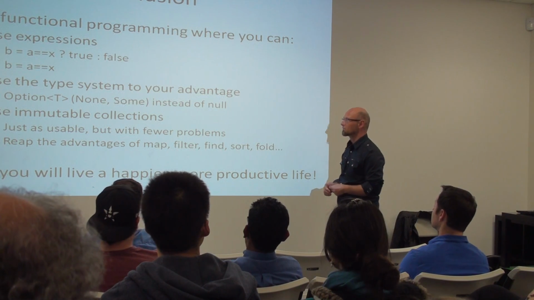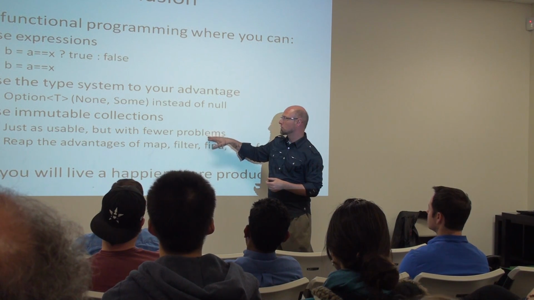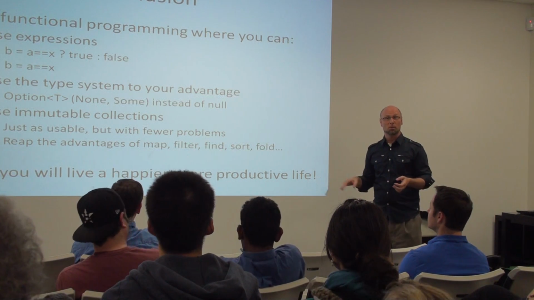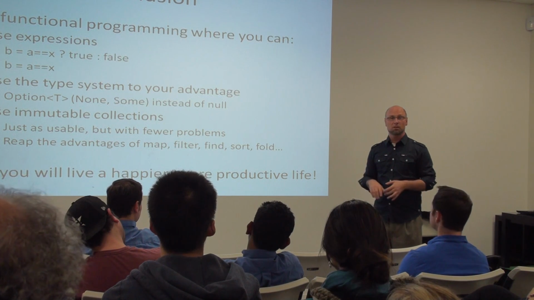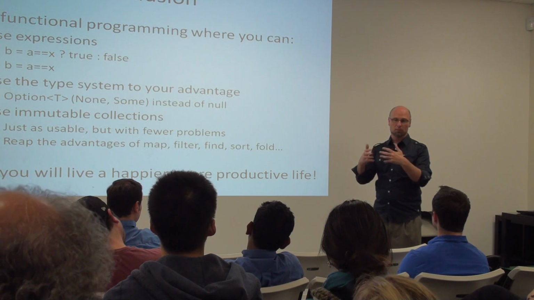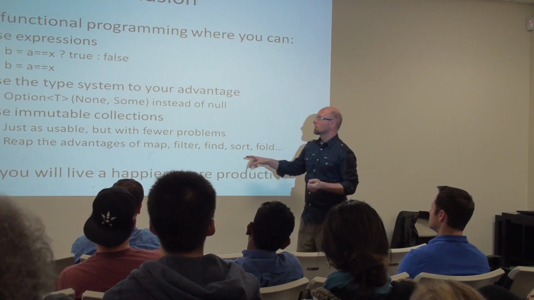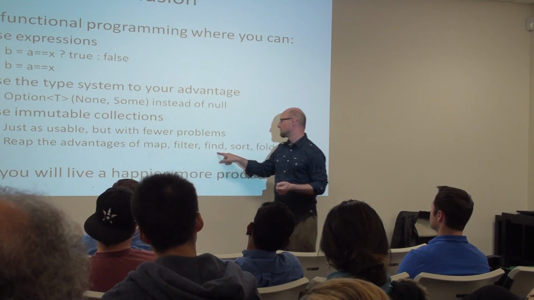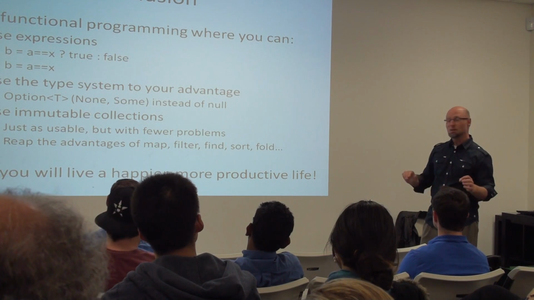It's that simple. Then for collections, if you're using the immutable collections, generally you have fewer problems. You don't have to do defensive copying. You can just hand them out. If you're in a multi-thread environment, your life just became so much easier, and you never have to worry about very complex testing. It's done. And then finally, not only does it save you a whole heap of problems, but it also makes your life easier. So you can use map, filter, find, sort, fold, and a whole host of other ones. And if you do this, you will live a happier, more productive life.